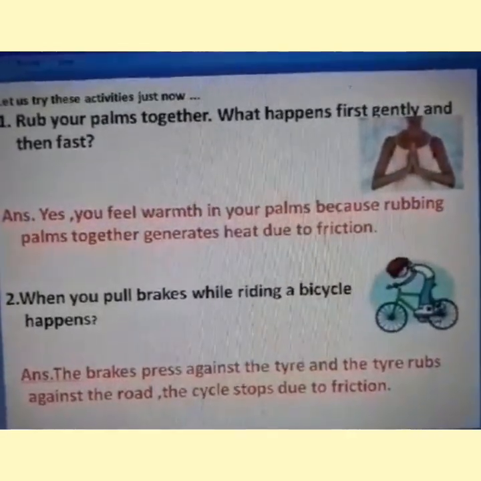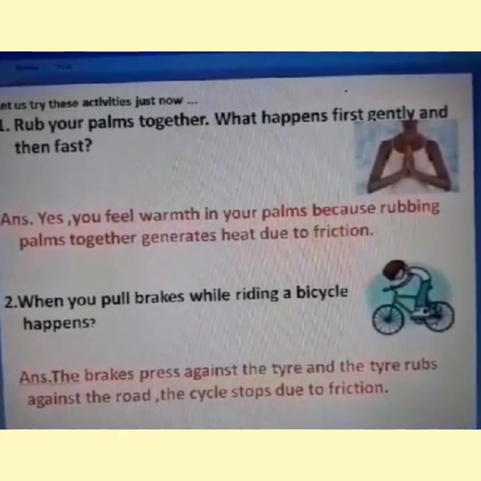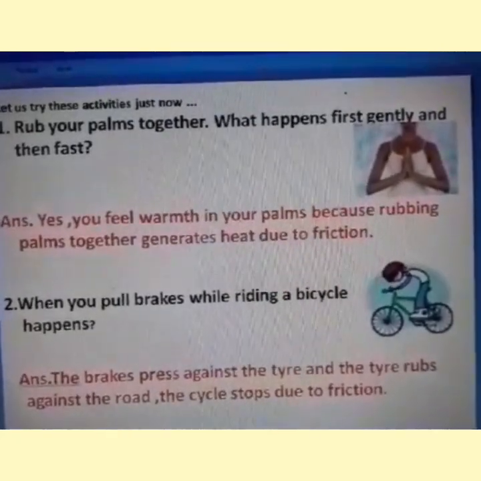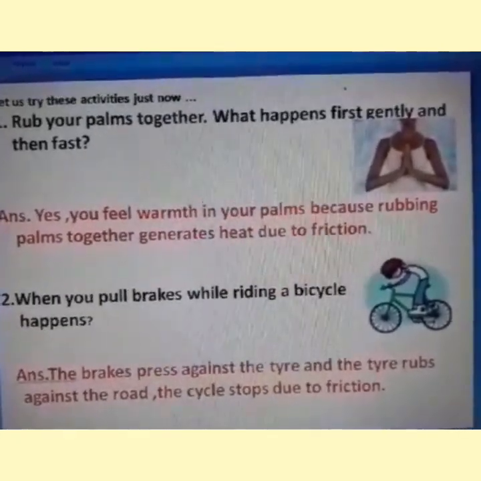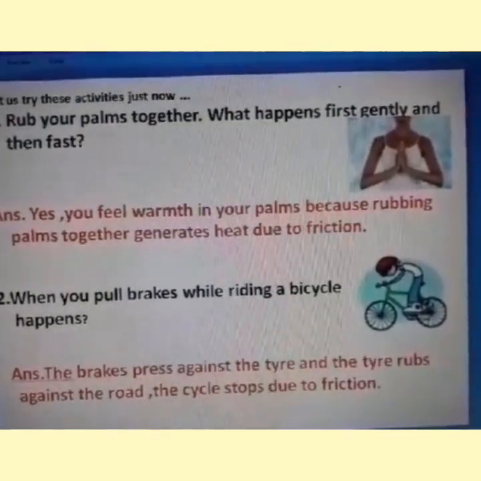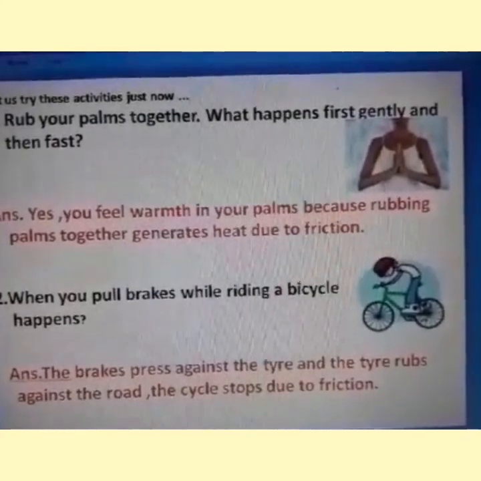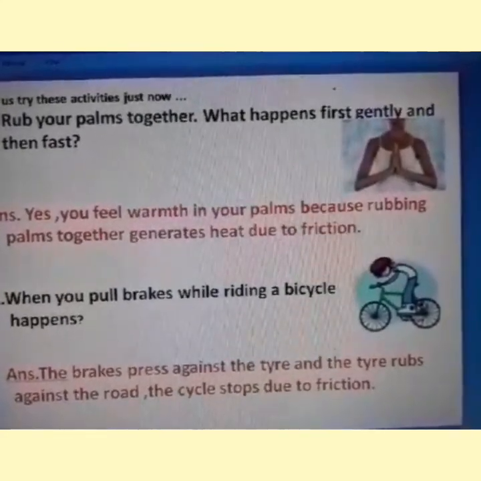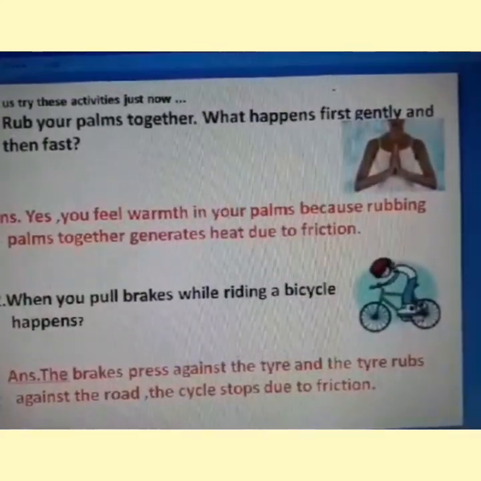The second activity: when you ride a bicycle and you pull the brakes, what happens? The brakes press the tire and the tire rubs against the road. The cycle stops due to friction.